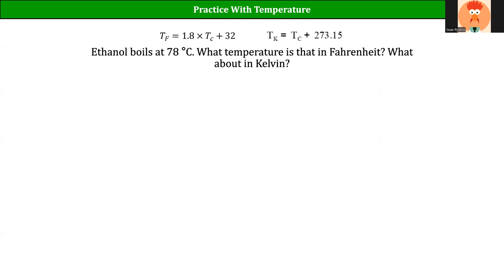So this one, 78, is plus or minus 1 degree Celsius, which means our answer is going to be plus or minus 1 degree Kelvin. So the rounded answer here is 351. And we don't write a degree sign for Kelvin. When you write the units for Kelvin, it's just uppercase K.